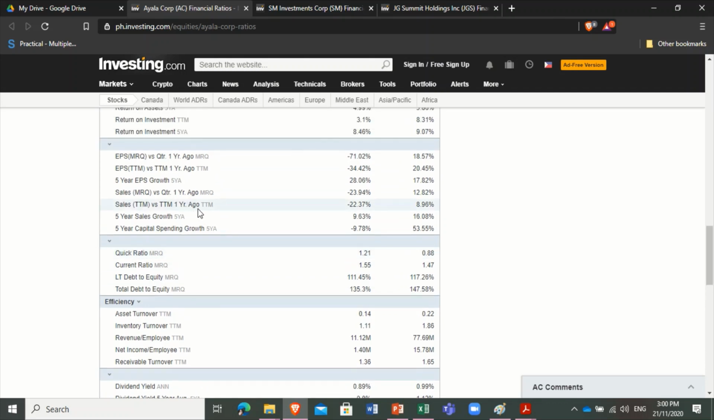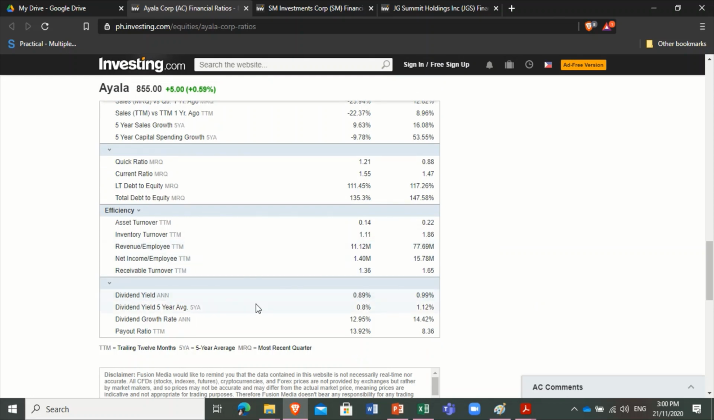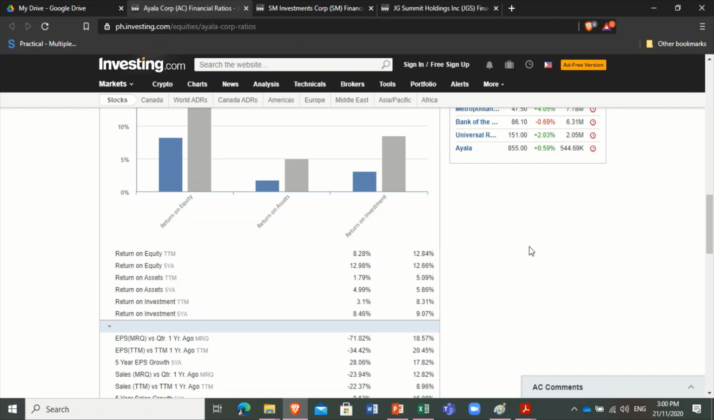So sabi ko nga kanina, hindi lahat ng mga na-mention nating ratios ginagamit talaga and pinopost sa mga website. So yung iba na hindi na-mention dito, those are purely for management purposes or kumbaga for creditors, for suppliers, but not really for the interest of investors. So itong mga nakapost dito are usually for the interest of investors.